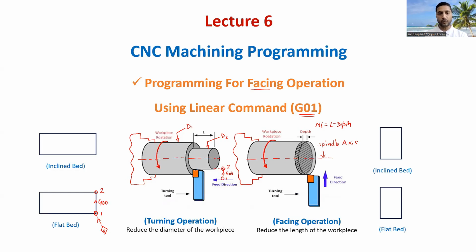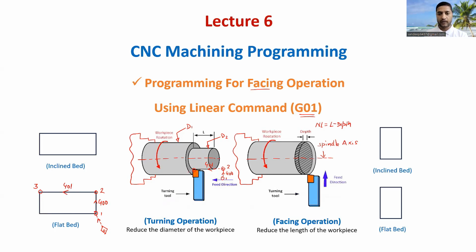Now from point number 2 to 3, let us say this is point number 3, we are moving with linear interpolation, that is G01 code, because we are removing the material. So we are giving feed here, and this is the direction of feed, and we are reaching point 3. From 2 to 3, we are moving with linear interpolation code G01.